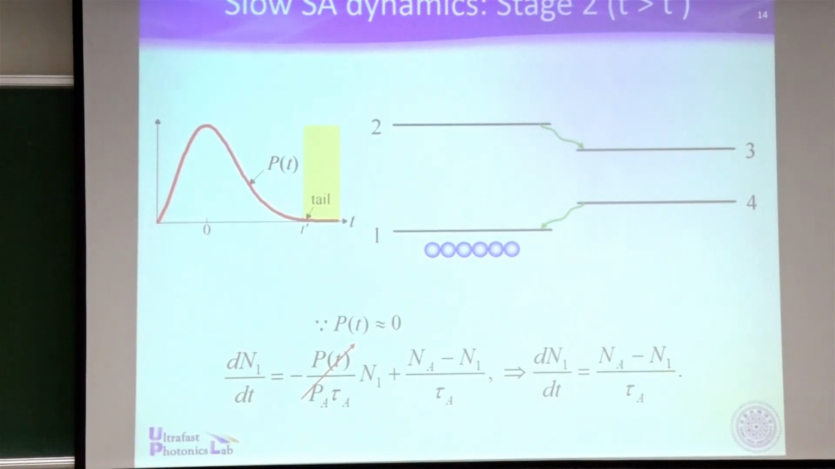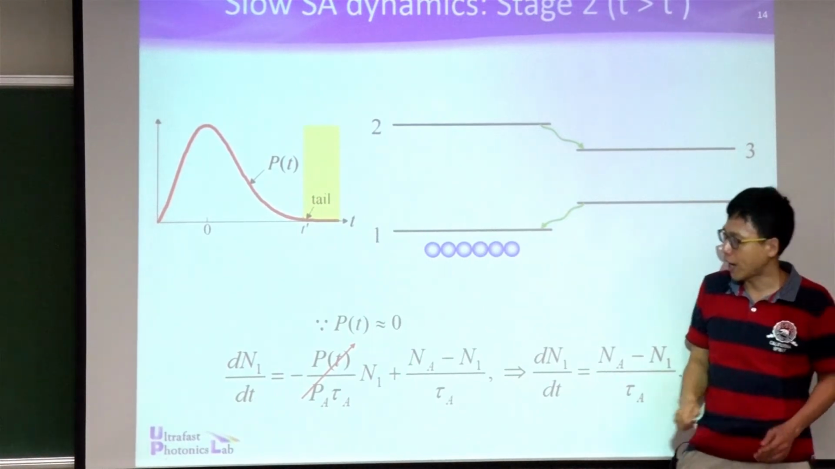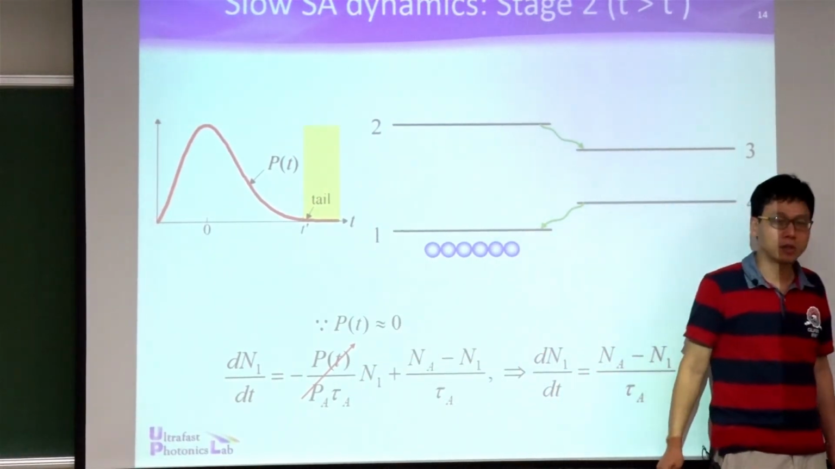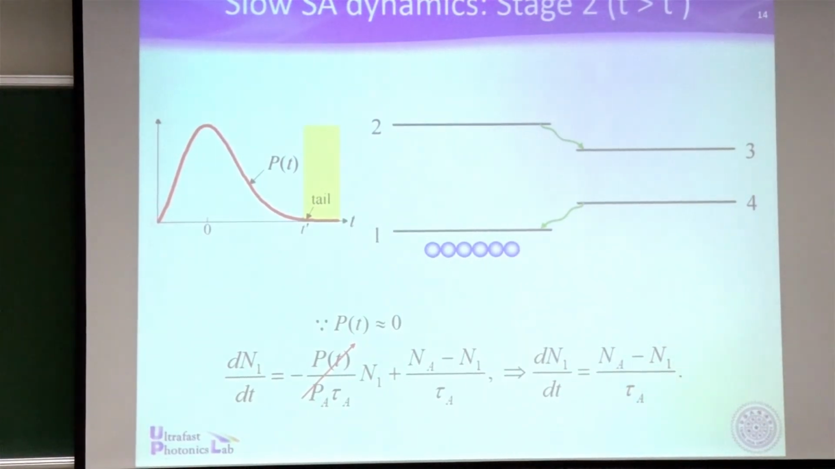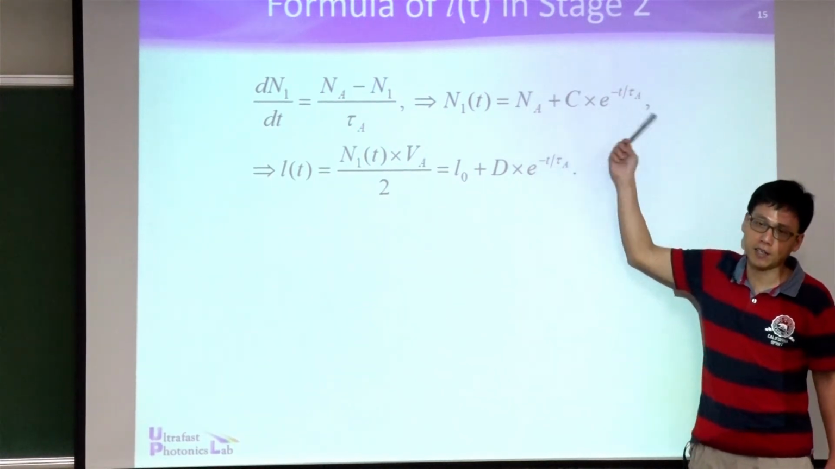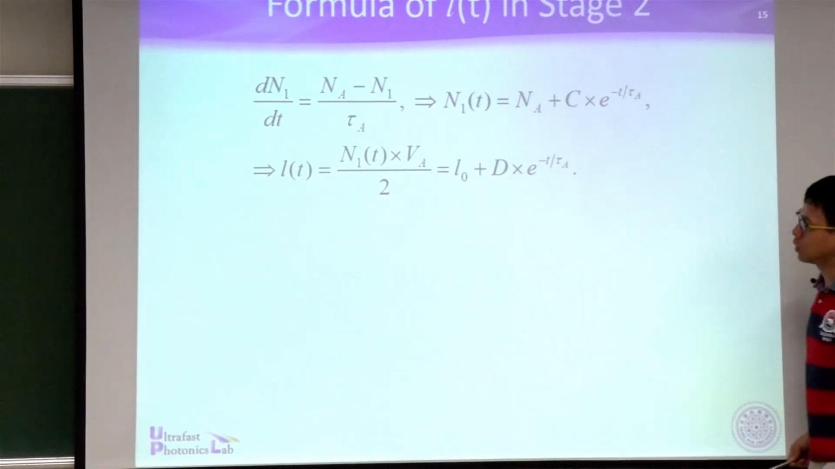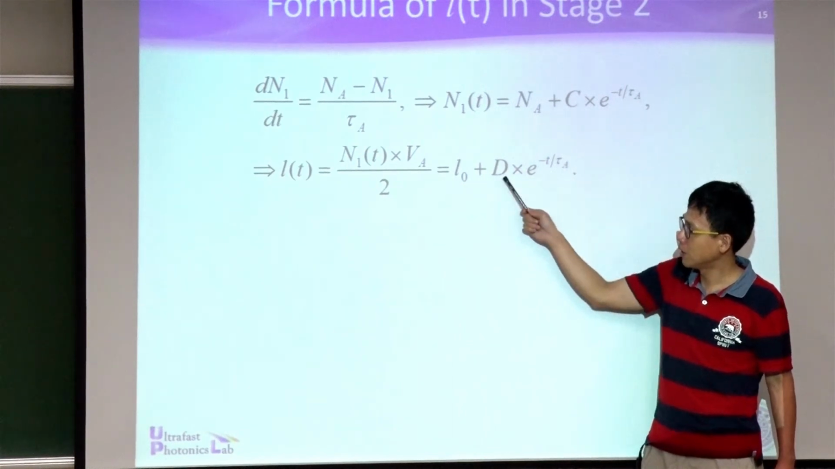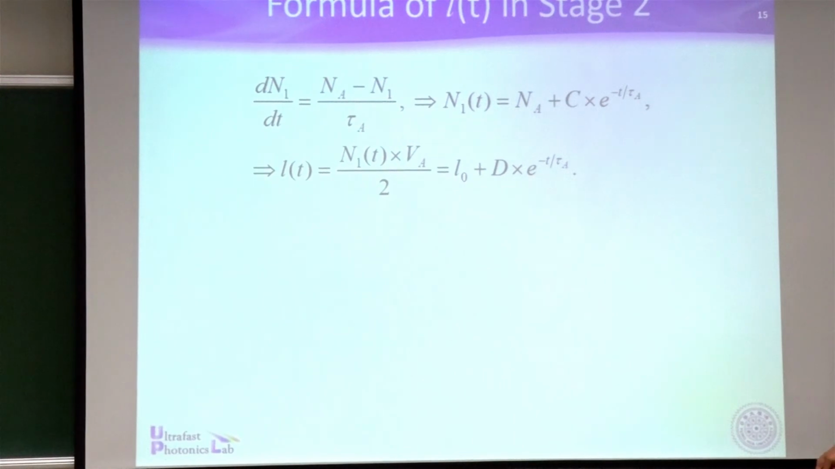Okay. Then how do we modify the differential equation? This time we have to eliminate the first term, because now P of t is almost 0. There is no pulse in stage 2, right? So this is the simplified differential equation in stage 2. And it's not difficult. You can solve it. The solution is something like this, an exponential function. And if you consider the loss coefficient, it's like this, where D is some unknown coefficient you have to solve by initial condition, right?